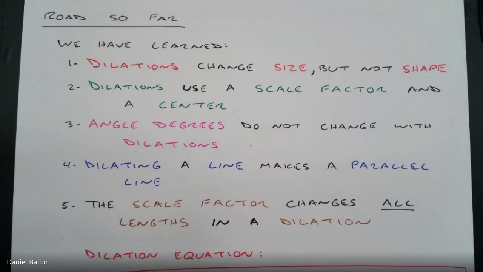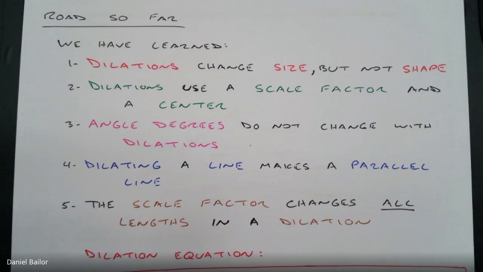Number three, we learned that the angle degrees do not change with dilations. The lengths change, the sides of a figure change, but the angles do not change. If you dilate a 30-degree angle, it will still be a 30-degree angle. If you dilate a 45-degree angle, it will still be a 45-degree angle. So even though the length of the figure changes, the degrees do not change. And that's because all the lengths change the same. So the ratio of the lengths stays the same, so the degrees stay the same.